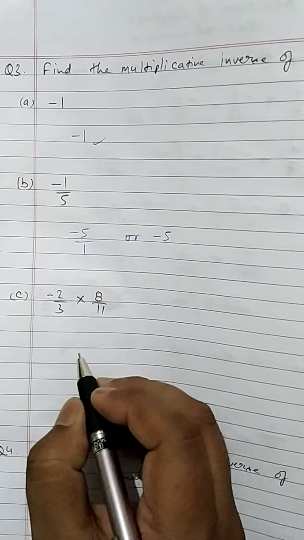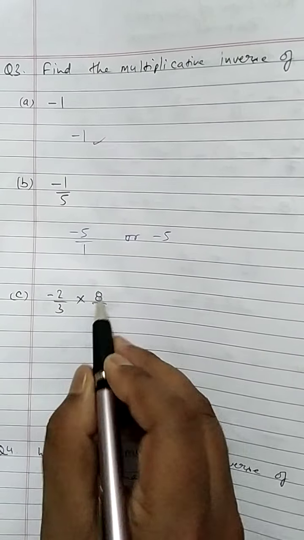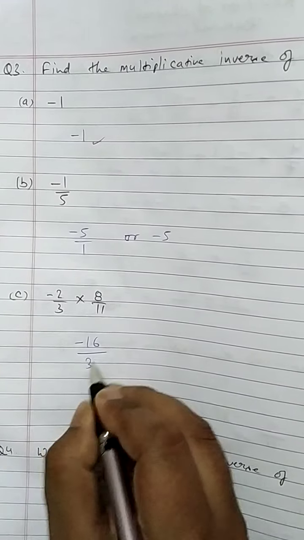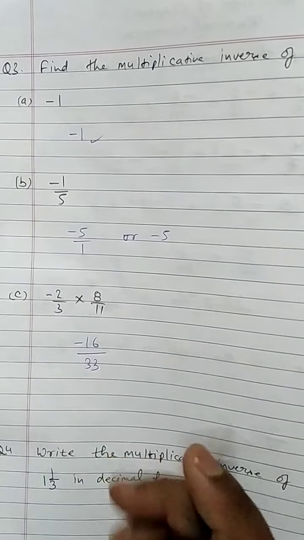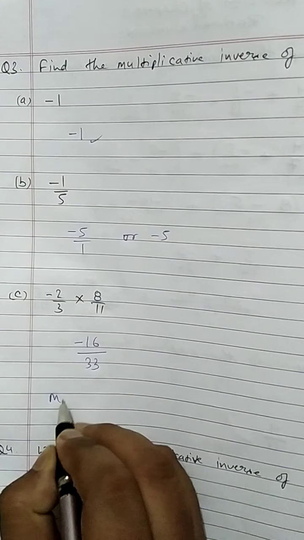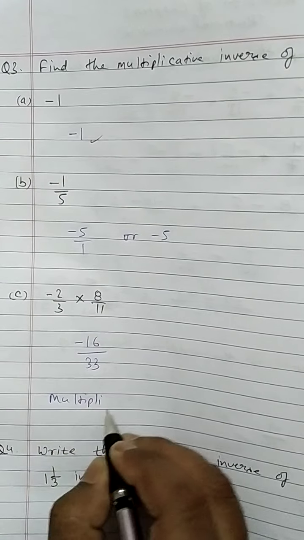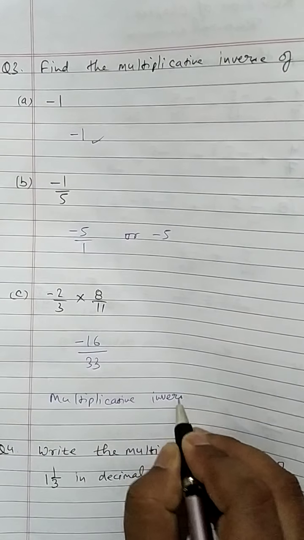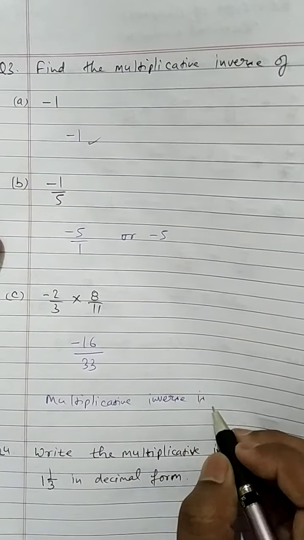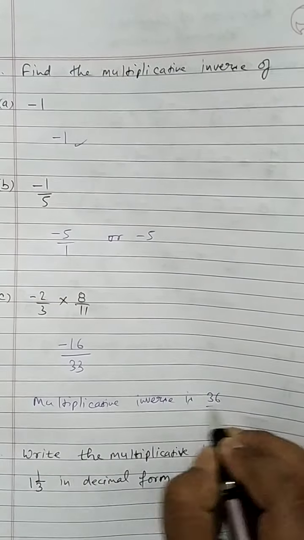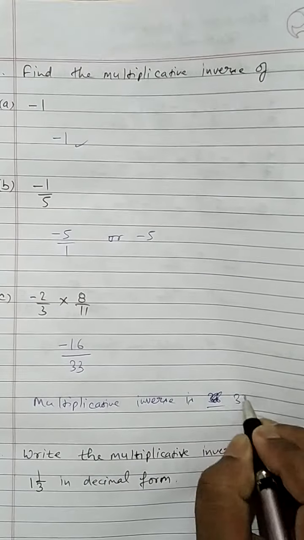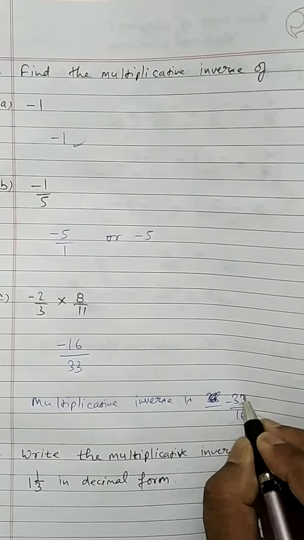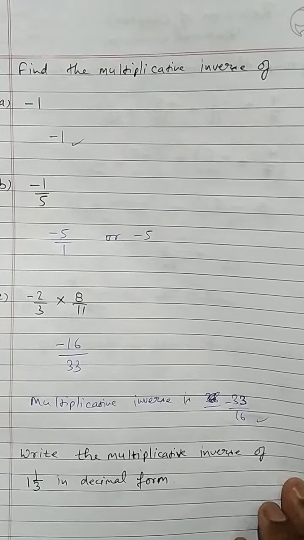Now we have to find the multiplicative inverse of this. This is a product form question. So 2 times 8 is 16 and 3 times 11 is 33. So its multiplicative inverse is 33 upon 16.